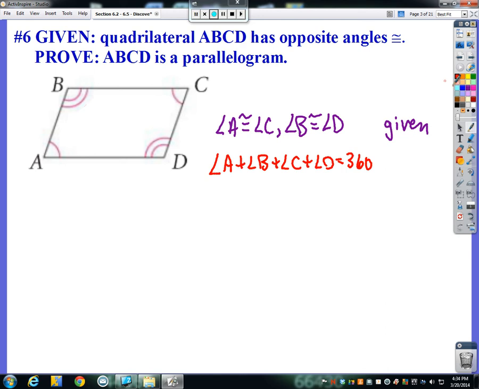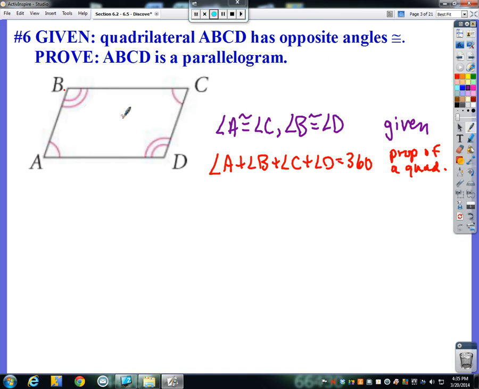Now, what reason can we give for this? There's not really a set in stone reason we could use here. We could say it's the triangle angle sum theorem because technically a quadrilateral is made up of two triangles, and the reason we knew triangles had 180 degrees was the triangle angle sum theorem. Let's just call it a property of a quadrilateral. It's just one of the properties that it has 360 degrees in it.